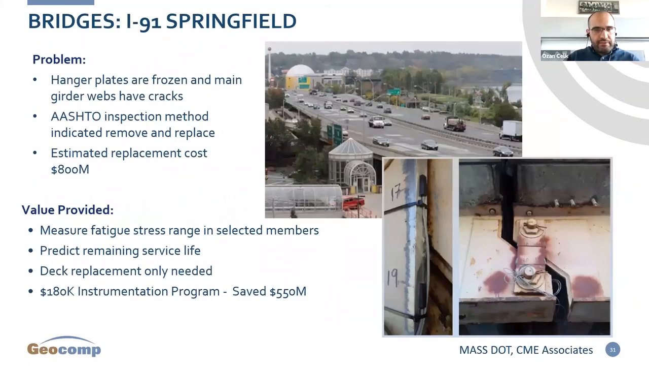A very important project that we worked on with CME Associates and Massachusetts DOT. Based on the condition ratings and subjective local inspections, the original plan was to replace this entire viaduct. The projected cost was approximately $800 million. The problems were some minor cracks along the web of the girder. And then the question was whether the hanger plates on these girders were at the limit of their design life or were working effectively or not.